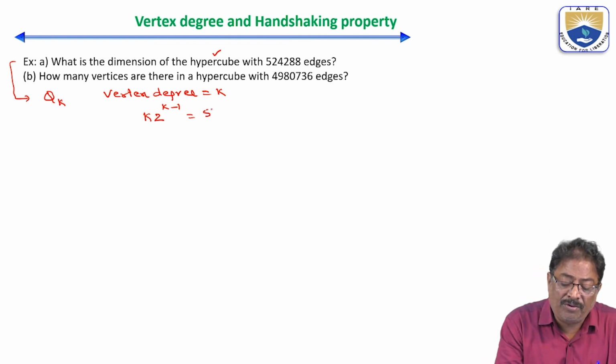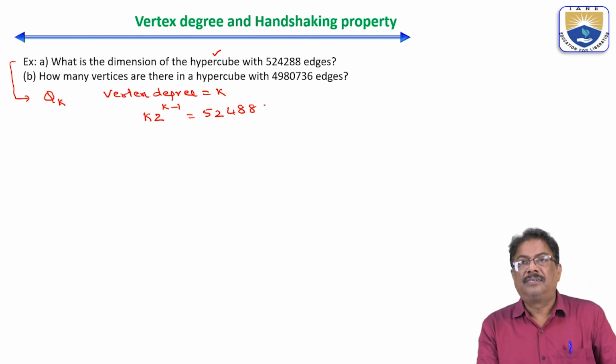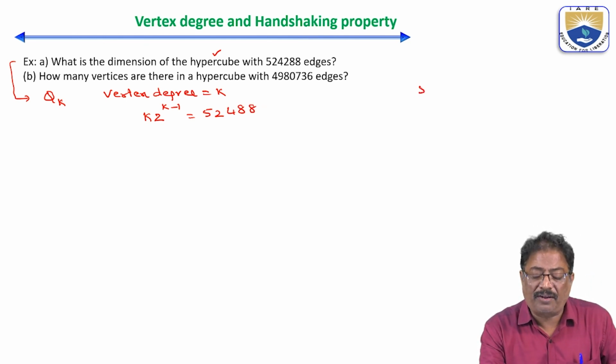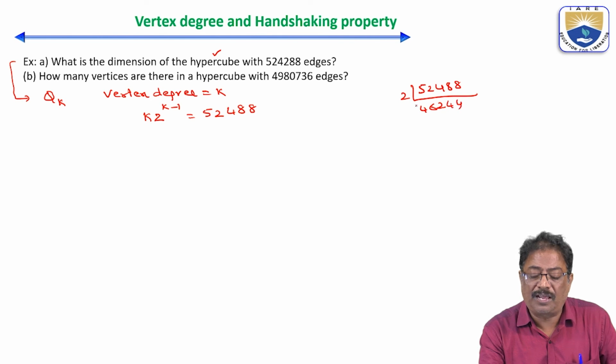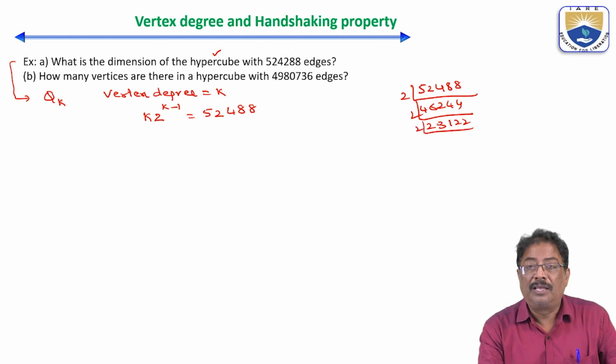So it is 524288. We are going to find the factors for this. 524288, just taking it like this, I am finding the factors of 2. So 2 fours, 2 sixes, 2 twos, like that I am going to calculate the factors.